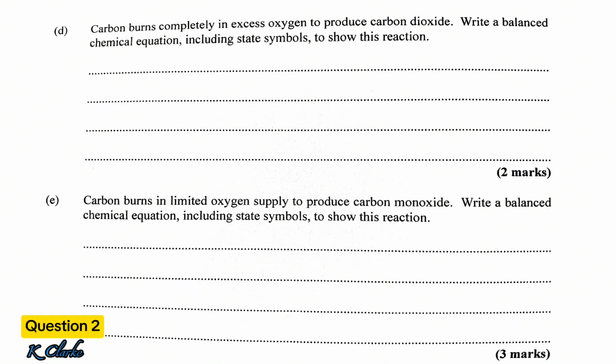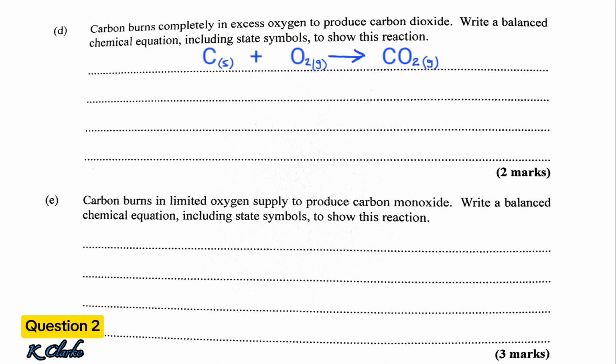D. Carbon burns completely in excess oxygen to produce carbon dioxide. Write a balanced chemical equation including state symbols to show this reaction. So here we have solid carbon plus oxygen gas to produce CO2 gaseous state. This equation is already balanced since there is 1 carbon on the reactant side and 1 carbon on the product side. Also, there are 2 oxygens on the reactant side and 2 oxygens on the product side.